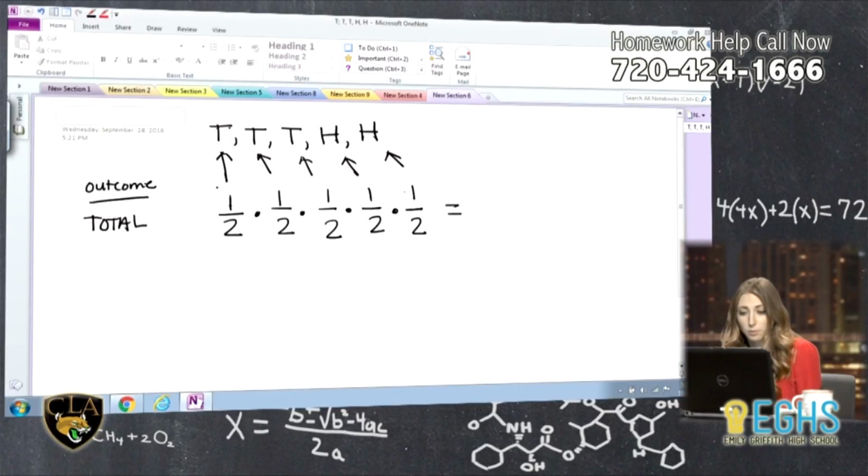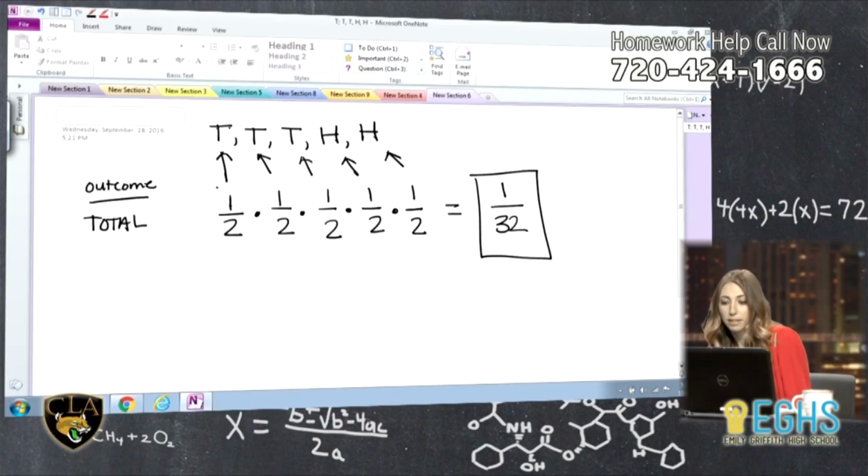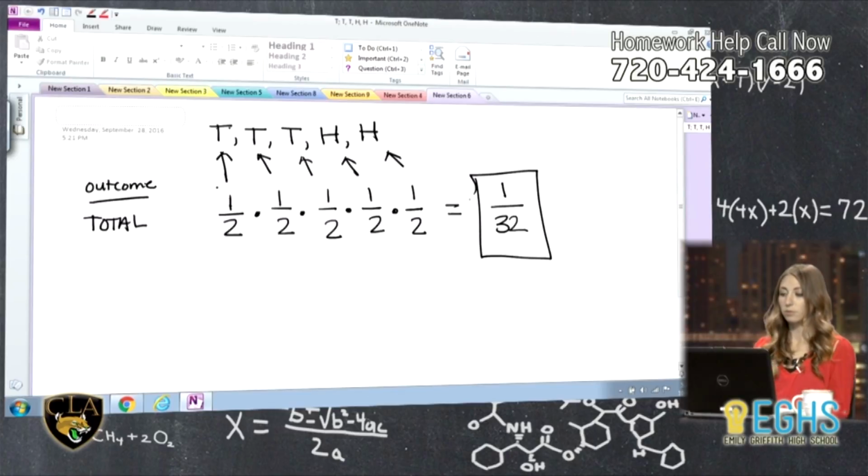So 1 times 1 times 1 times 1, my numerator is going to be 1. Denominator 2 times 2 times 2 times 2 times 2, so we get 2 times 2, 4, times 2 is 8, times 2 again, 16. 16 times 2 is going to be 32. So the probability of flipping all of those things would end up being 1 out of 32 different possibilities. So pretty slim chance. Make sense? Yeah, and it should be a pretty slim chance, because there are 5 different outcomes that we're requesting.